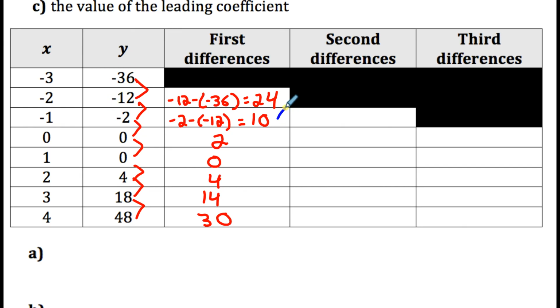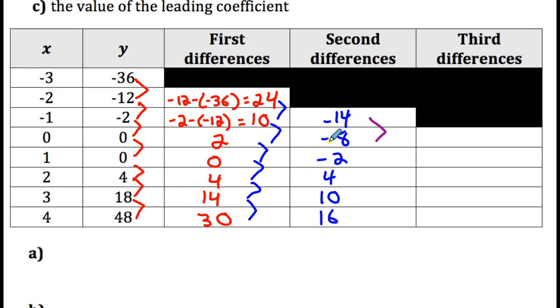Always bottom minus top. 10 minus 24 is negative 14. 2 minus 10 is negative 8. 0 minus 2 is negative 2. 4 minus 0, 4. 14 minus 4, 10. And 30 minus 14, 16. Second differences, also not equal. So we find the third differences.